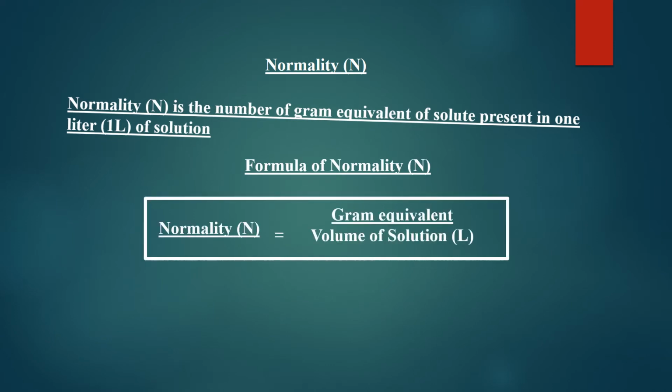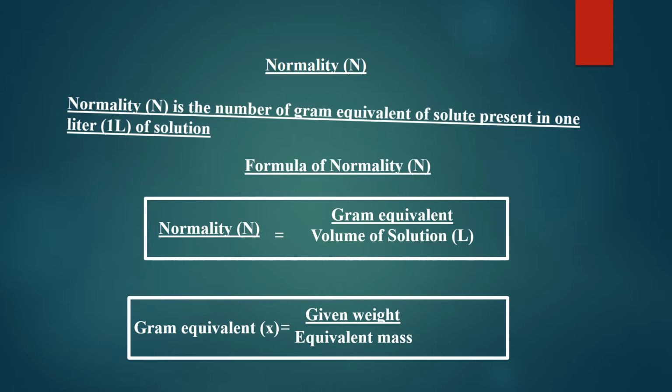Normality is equal to gram equivalent of solute divided by volume of solution in liter. And gram equivalent, which is represented by small x, is equal to given mass of solute divided by equivalent mass.